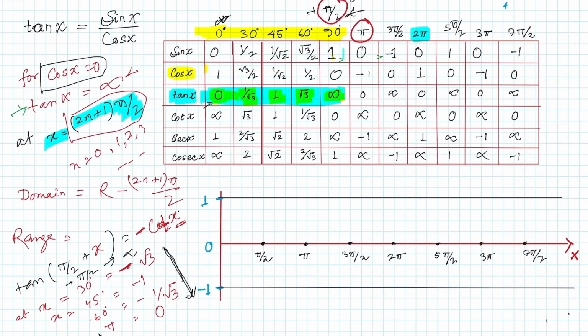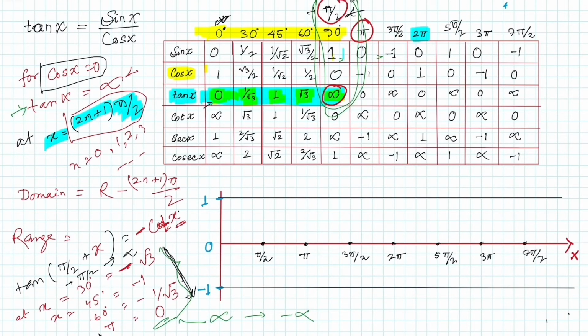Okay, so that means after pi by 2, we know that at pi by 2 its value is infinity. So you can say at pi by 2 the value of tan x is infinity. So after that the values will be increasing from minus infinity to 0. Okay, then again 0 to plus infinity, then plus infinity to again minus infinity, like that.